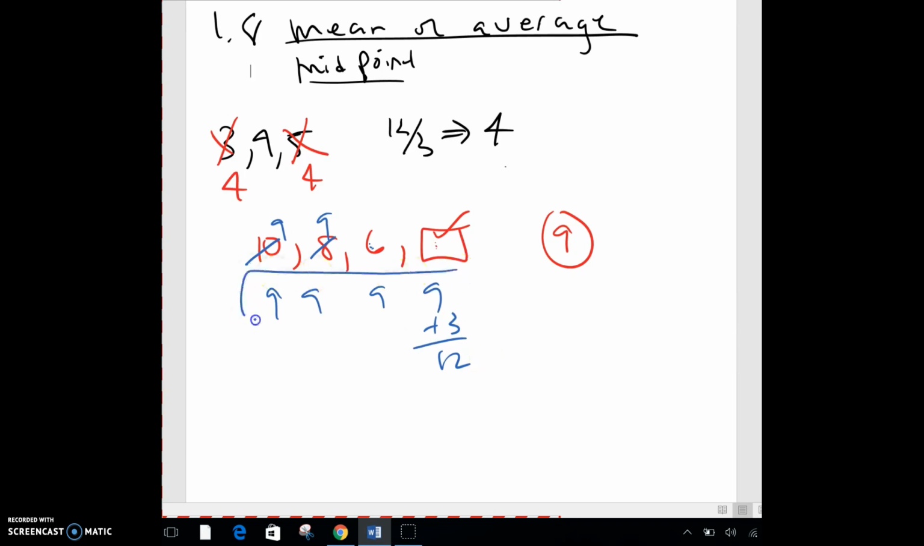The other option is, if everything's a nine, that would be 36 points total. Subtract the points you have, and then you would need 12 on that last exam. So understanding average is key.